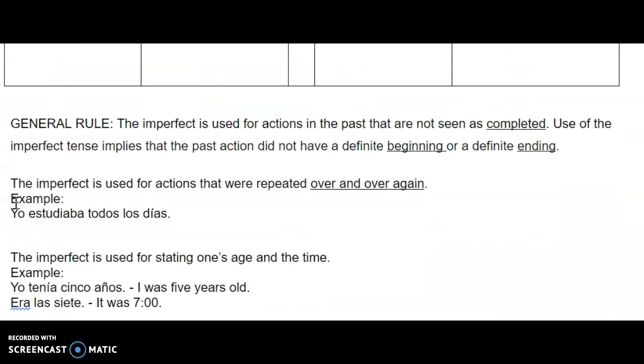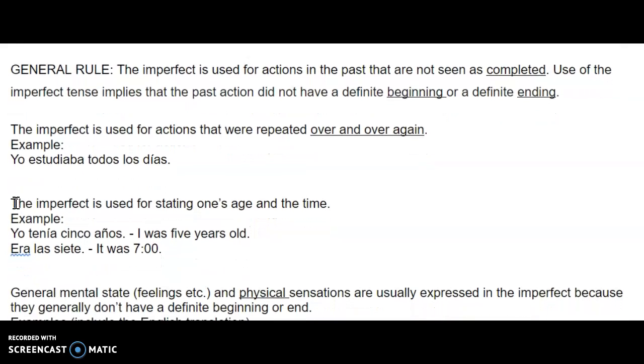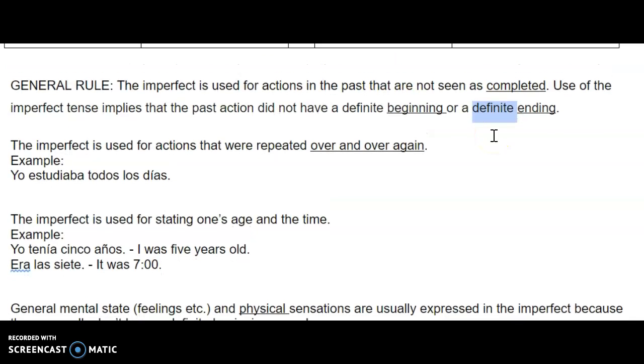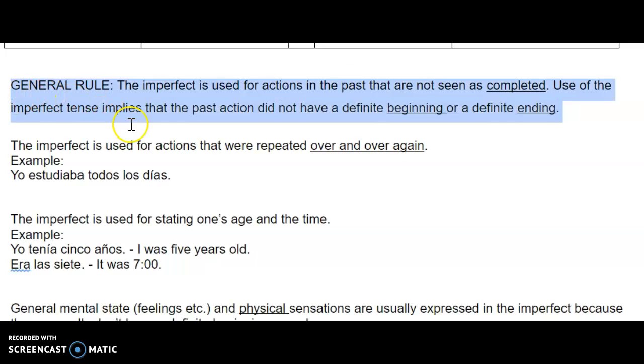And then we went down here and we talked about some of the rules, okay? So the imperfect is used for actions in the past that are not seen as completed. Use of the imperfect tense implies that the past action did not have a definite beginning or definite ending. So this sort of fits with the "used to" thing. When I was a kid, I used to play with Legos. We didn't talk about a specific amount of time, right? Didn't have a definite beginning or ending. It's something that I used to do over and over.